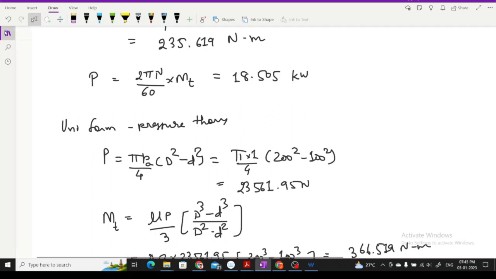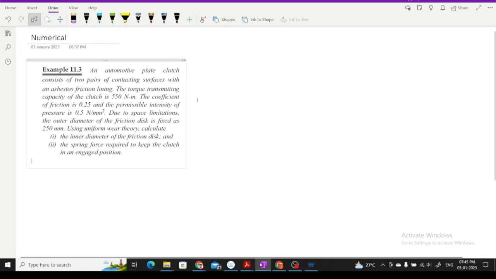Now, once you have an idea about this, then you can calculate this also, right? Let us see. An automotive clutch consists of two pairs of contacting surfaces with an asbestos friction lining. The torque transmitting capacity of the clutch is 550 Nm. The coefficient of friction is 0.25. Permissible intensity of pressure is 0.5 N/mm². Due to space limitations, the outer diameter of the friction disc is fixed as 250 mm. Using uniform wear theory, calculate the inner diameter of the friction disc and the spring force required to keep the clutch in an engaged position. So can we try this?